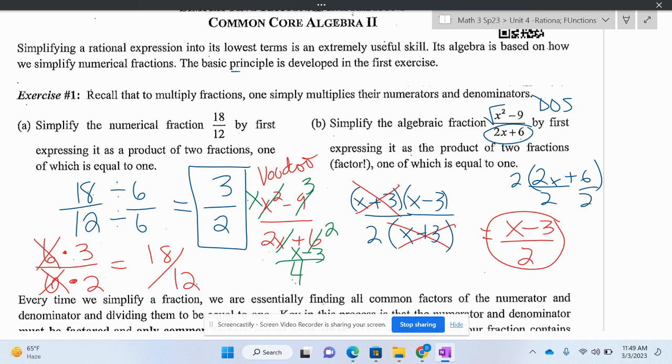Not even close, right? This is voodoo. This is not right. This is a big fat no. And I want to explain to you why.